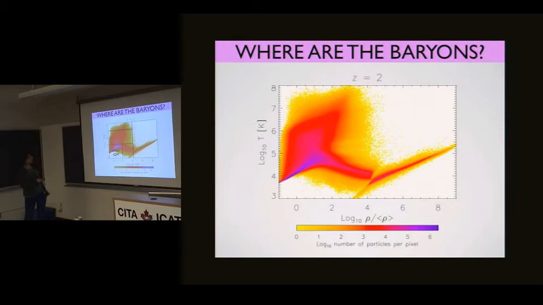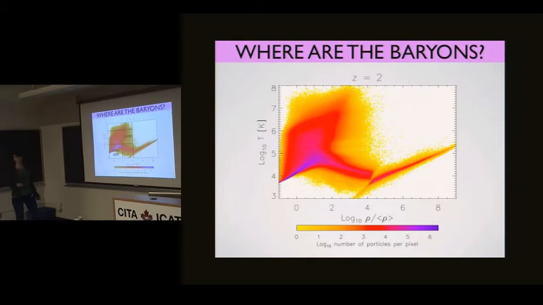And when it reaches about 10 times the mean density of the universe, most of the gas starts decreasing its temperature. This is because the gas becomes dense enough for radiative cooling to become important. So that's what's happening here.